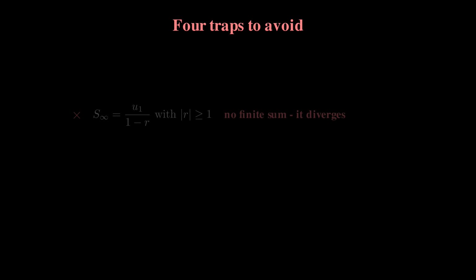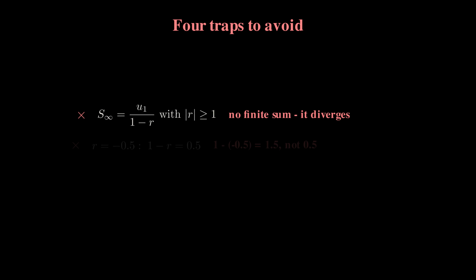Finally, the 4 traps. 1. Firing off u1 over 1 minus r when the absolute value of r is 1 or more. There simply is no finite sum, so always check first. 2. The sign slip in 1 minus r. If r is minus 0.5, 1 minus minus 0.5 is 1.5, not 0.5.